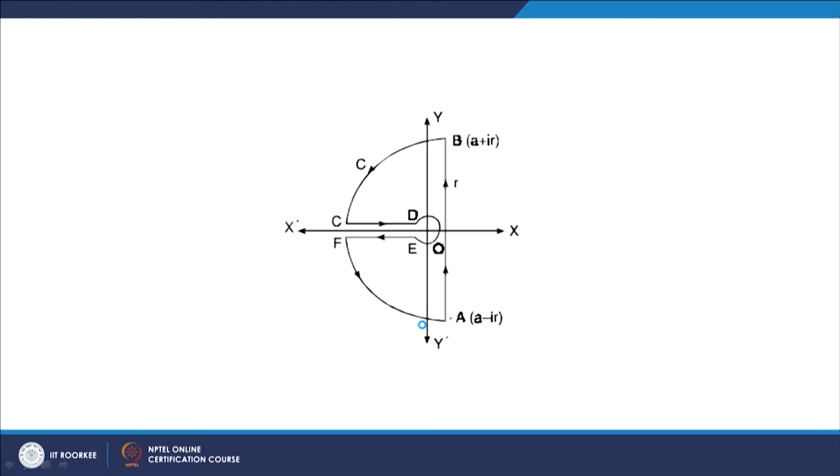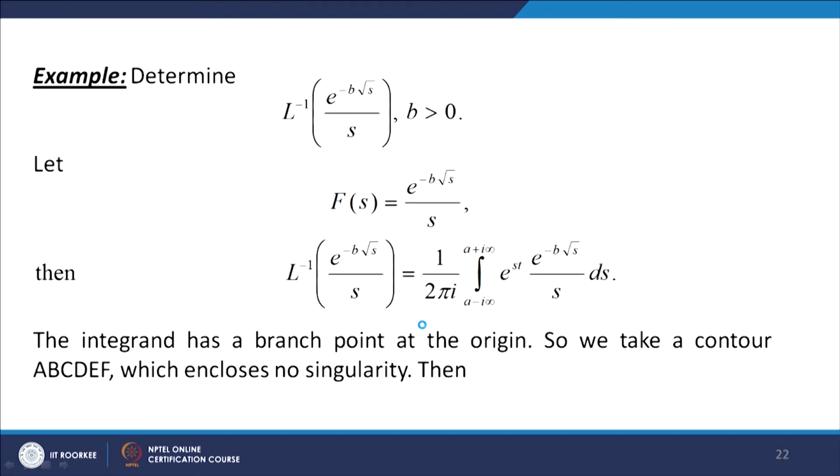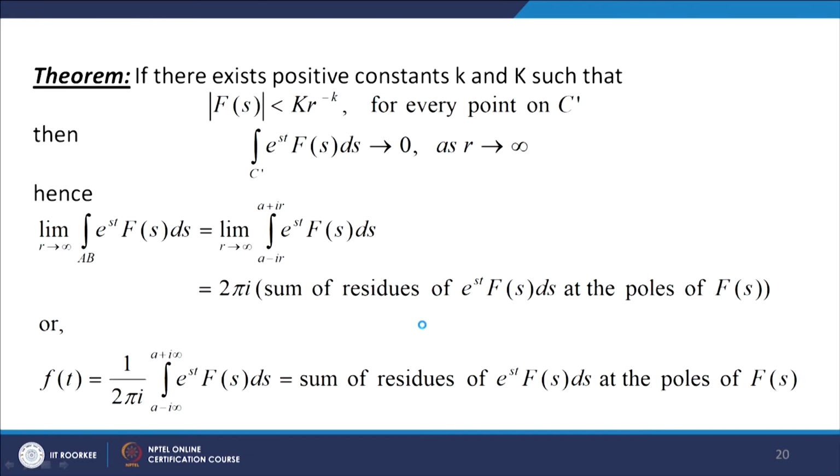Let us notice that this F(s) is e to the power st, e to the power st into e to the power minus b root s over s. Let us apply that theorem which we have earlier stated. If there exist positive constants k and K such that mod of F(s) is less than K times R to the power minus k for every point on C', then this integral goes to 0.